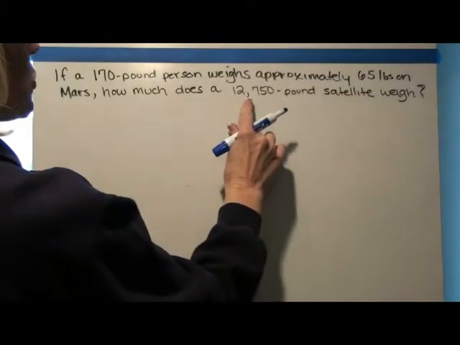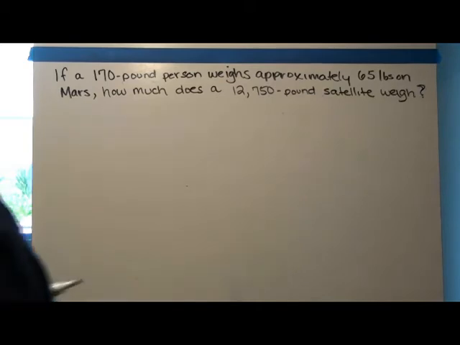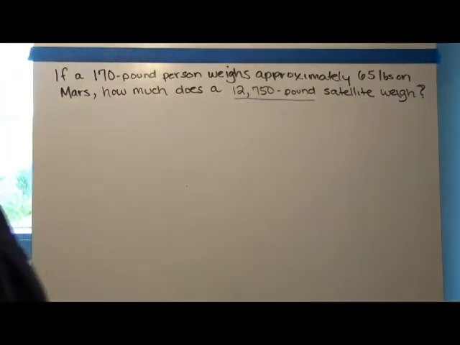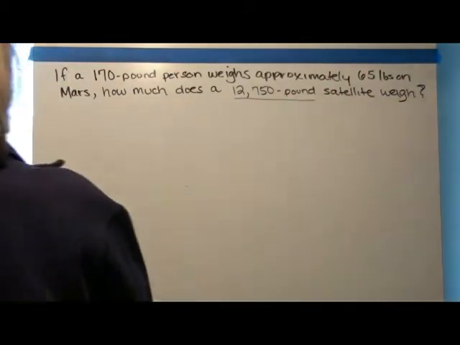How much does a 12,750-pound satellite weigh? You have to have a few assumptions in there. First of all, the fact that the satellite, when it names it as a 12,750-pound satellite, they are talking about when it's on Earth. And they're asking about what does it weigh on Mars.